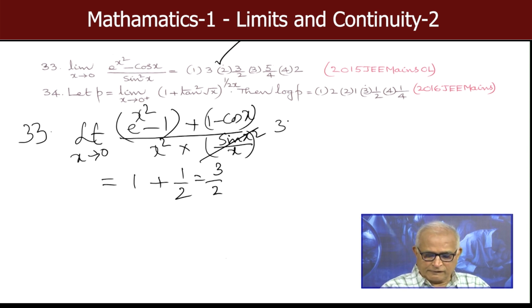34. P equal to limit 1 plus tan square root x whole power 1 by 2x as x tends to 0 from right. 0 plus means 0 from the right, x approaches 0 through positive values only. Then what is the value of log p? 2016 JEE Mains.